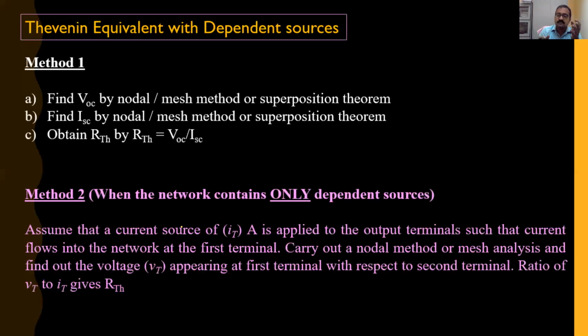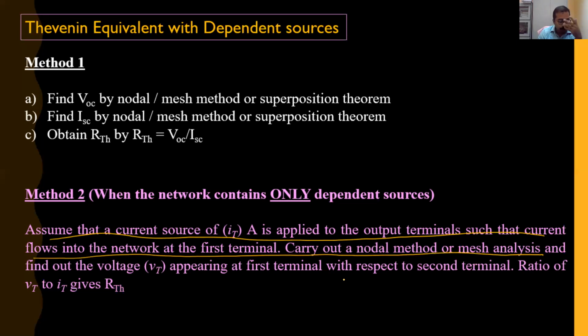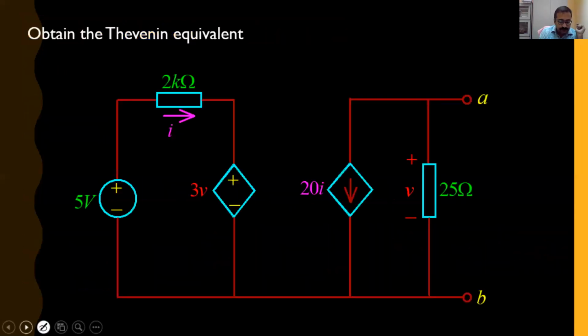So if a network contains only dependent sources and impedances, then the Thevenin equivalent circuit will comprise simply a Thevenin impedance. In that case, how do we find the Thevenin impedance? Assume that a current source is applied to the output terminal so that current flows into the network at the first terminal. Carry out a nodal or mesh analysis and find the voltage VT appearing across the terminals. The ratio of VT to IT gives RTH. You will take up one or two problems, then it will be clear.